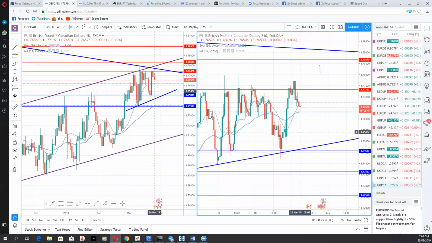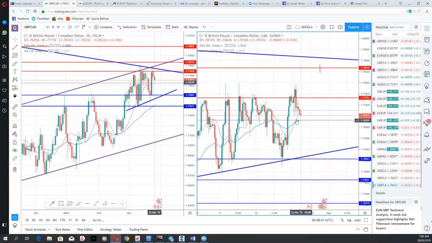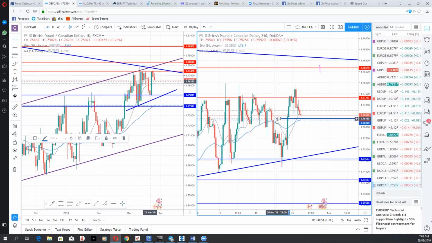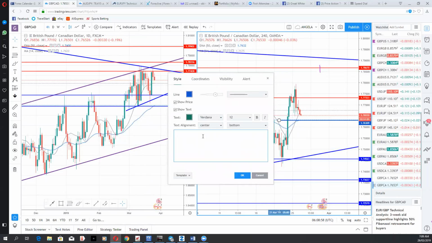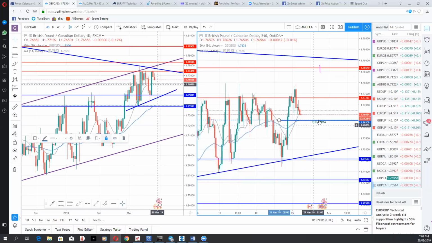But mind you, its first level of support comes in at this point here, which is the 4-hour 50 moving average, which comes in at 1.7631. Let me be sure. Yes, this point. So you need to be aware of this point here. That's the 4-hour 50 MA. So this may serve as support, but below this point, price may come down to this point. We're looking at this trend line as well.